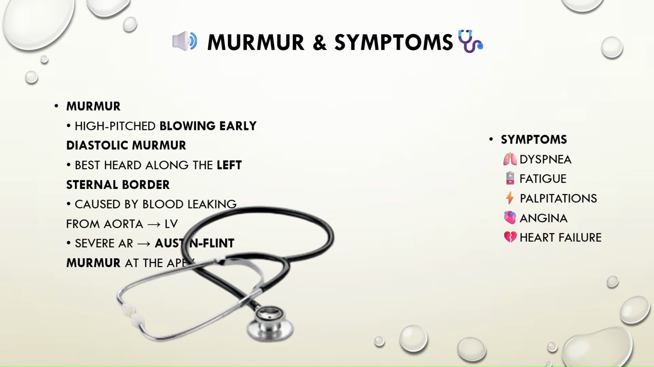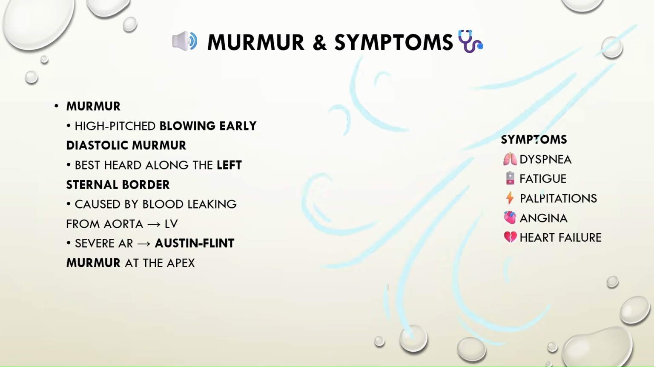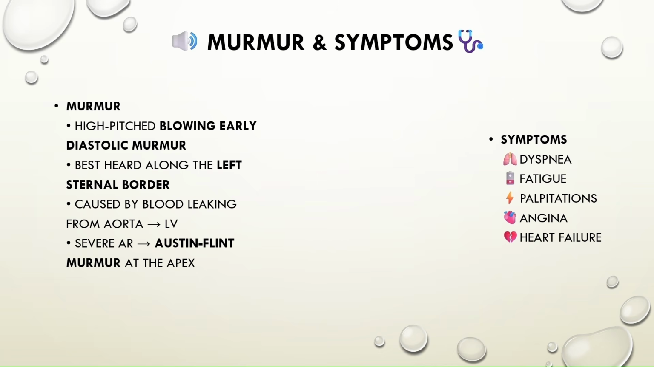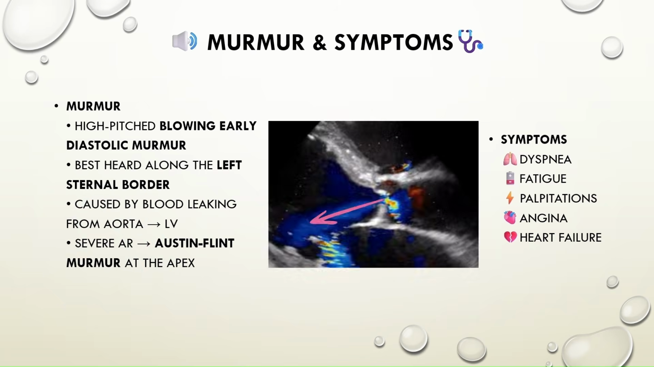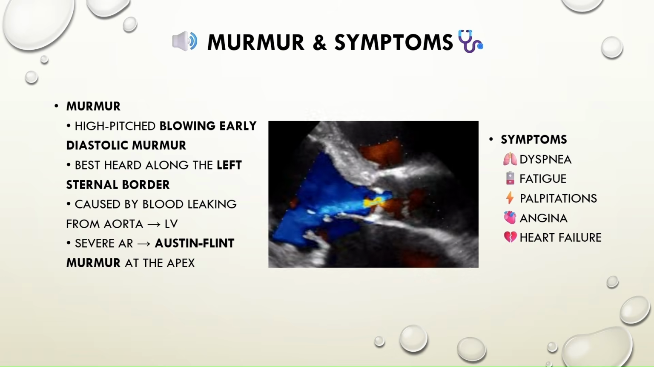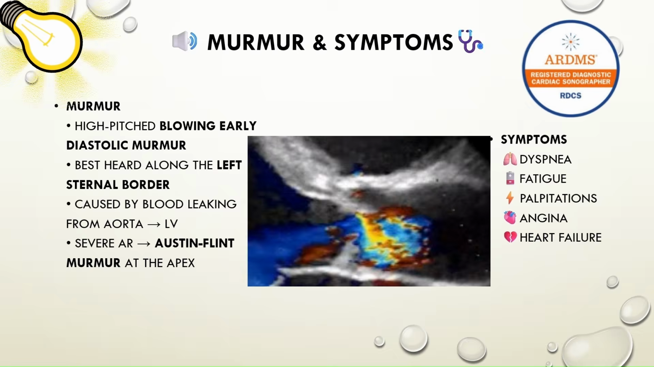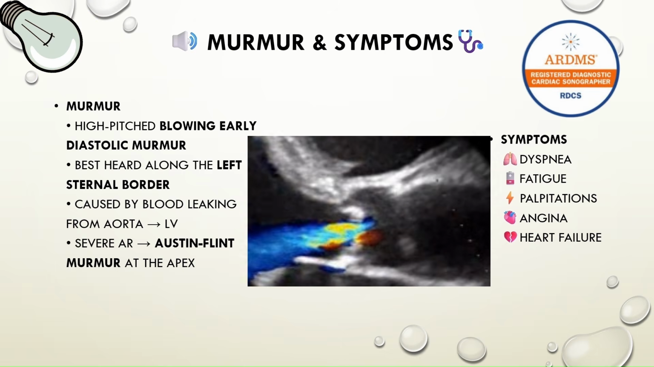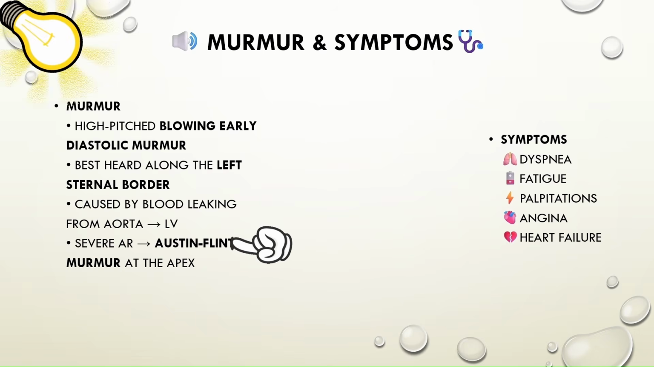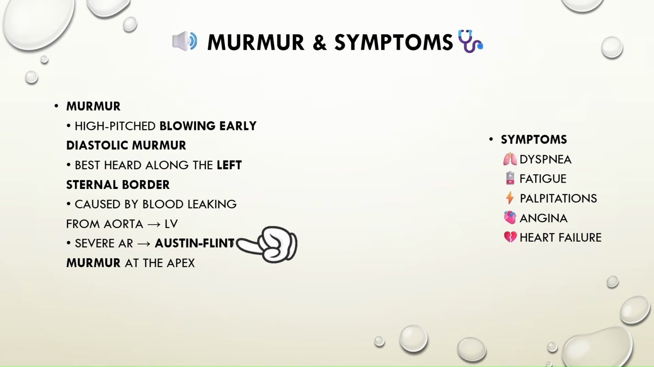Clinically, aortic regurgitation causes a high-pitched blowing murmur during diastole, usually heard best along the left sternal border. And both the timing and the type of murmur are things the registry may ask about. That sound comes from the same thing you're seeing on Doppler, blood leaking back into the left ventricle when the valve should be closed. For your board exams, it's also important to remember that severe aortic regurgitation can produce what we call an Austin-Flint murmur at the apex. This is a classic testable association of this disease.